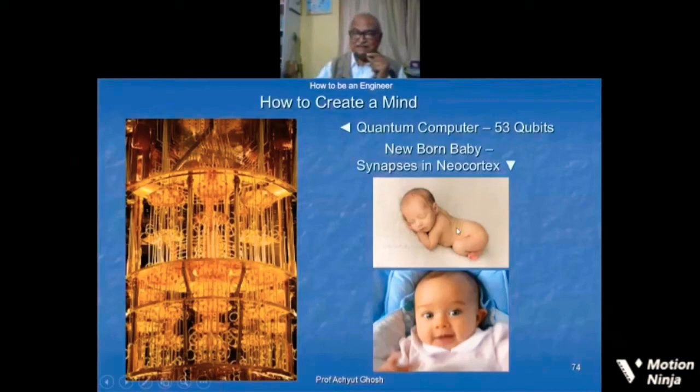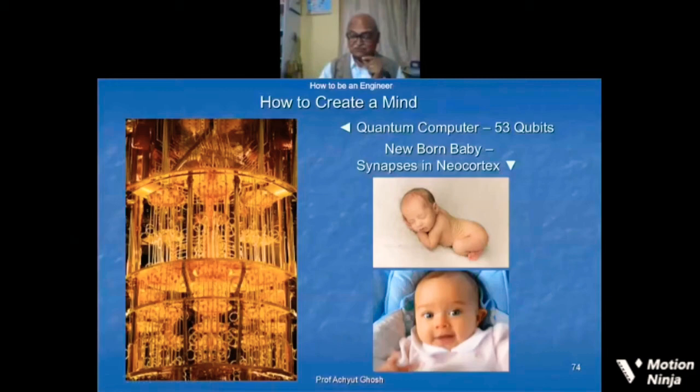So you go on giving it impetus of knowledge every day, day in, day out. And its synapses in the neocortex are tuned and knowledge gets in. So Mr. Kurzweil says, I can create a computer like this and give it a human mind, a mind of its own. This is new again.